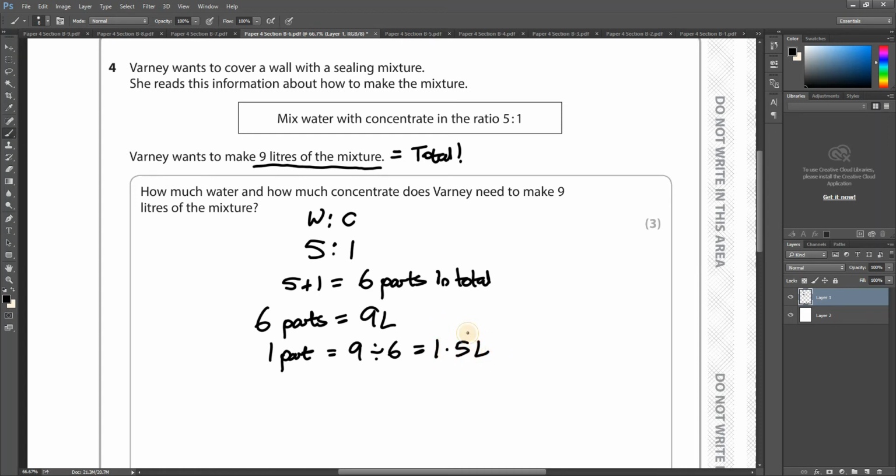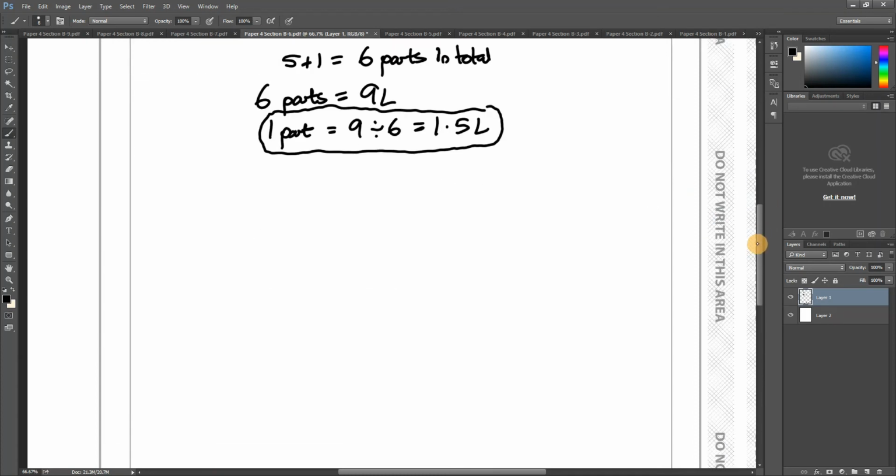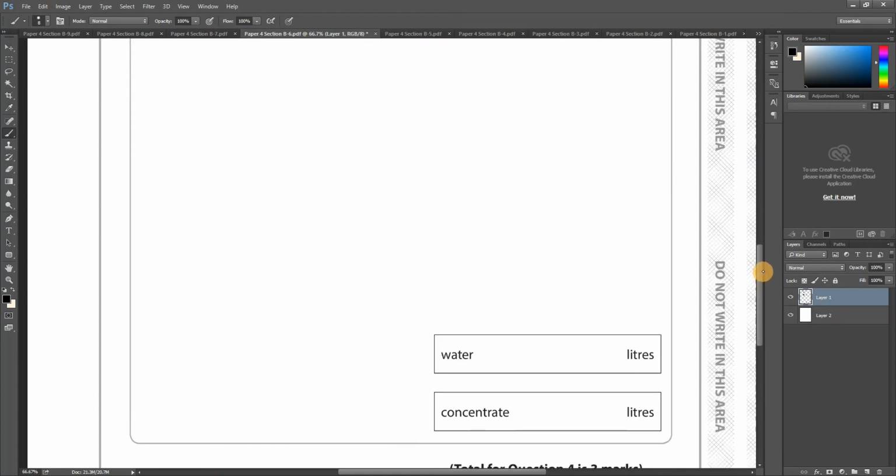So this bit here is your crucial bit. Working out what 1 litre is. Sorry, what 1 part is. Once you've worked out what 1 part is, then it's dead easy. You can work out any number of parts for whatever the question is asking for. So let's see what it is actually asking for. How much water and how much... Oh, it's asking for both of them. Yeah, let me just double check. Yeah, it's asking for both.